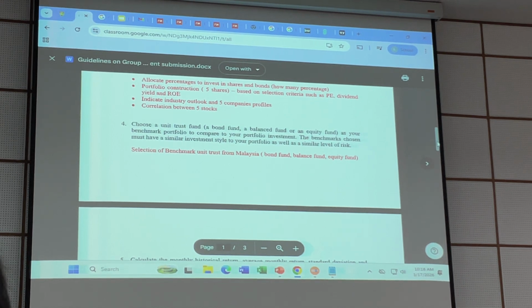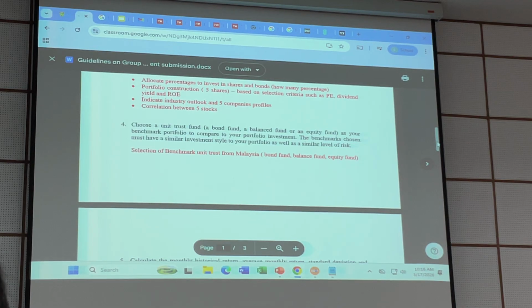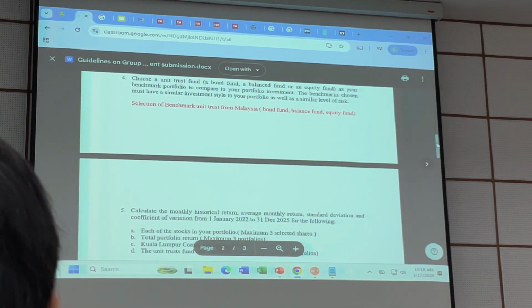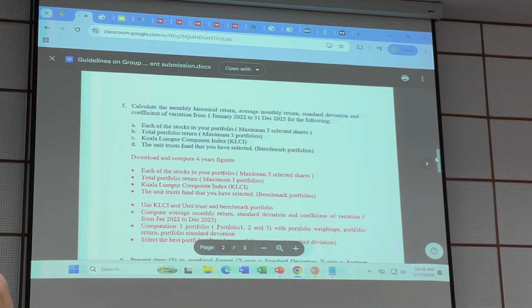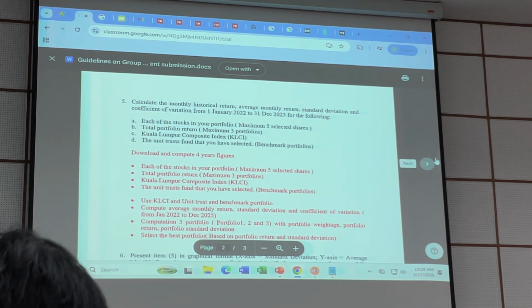Either bond fund, balance fund, or equity fund. If you define Mr. Lee as a moderate investor, maybe you select a balance fund. If you define he is very conservative, you may go to a bond fund. If you define him as aggressive, maybe you go to an equity fund. Can follow now. Of course, based on his age, 55, some of them you still can take risks. But if you define him as moderate, maybe a balance fund.